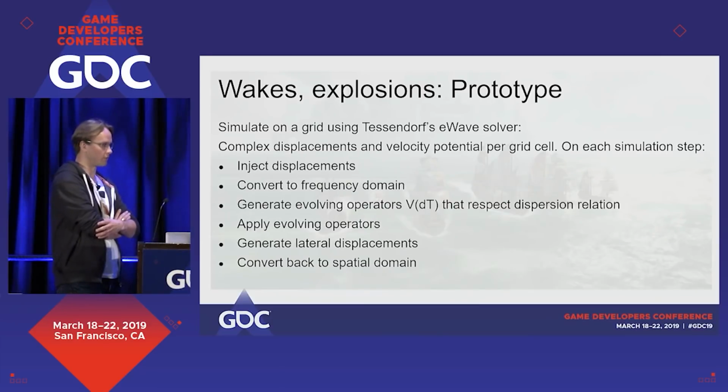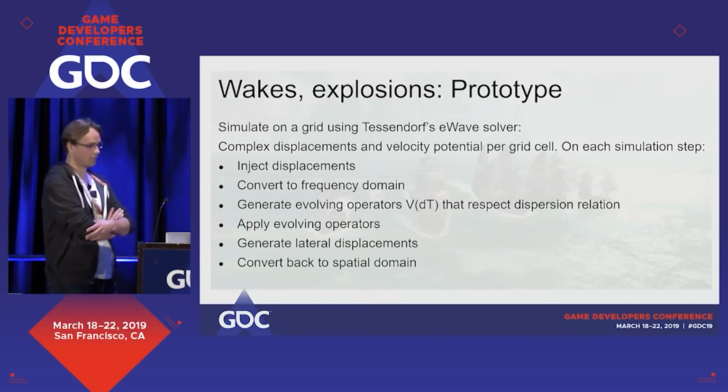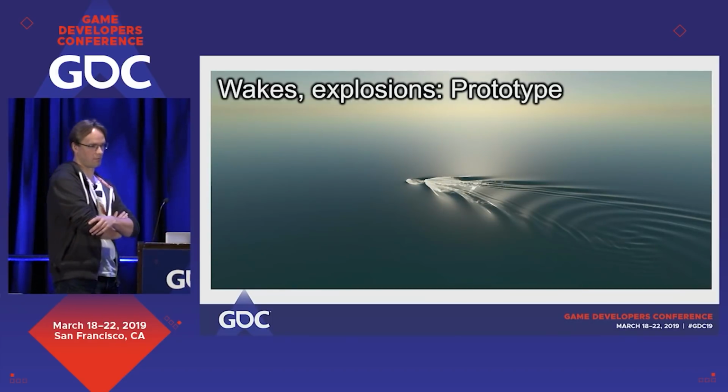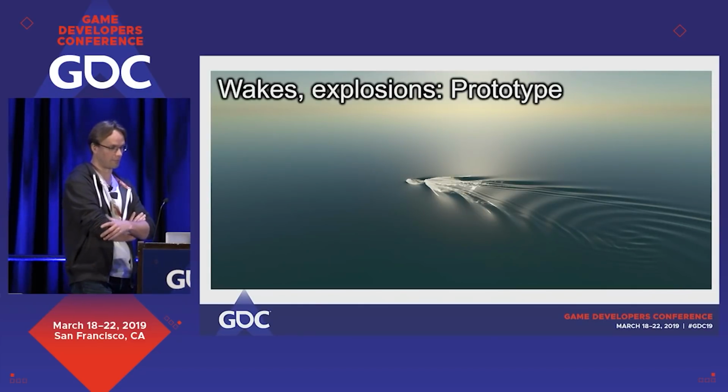Then you convert those displacements and velocity potentials to the frequency domain. Then you evolve them in the frequency domain using evolving operators that depend on the size of this domain in world space and delta t. Then those evolved displacements and velocity potentials just get converted back to the spatial domain and rendered. And this is how it's supposed to look. Kind of nice, right? You see the almost perfect Kelvin wake, and it looks really nice.